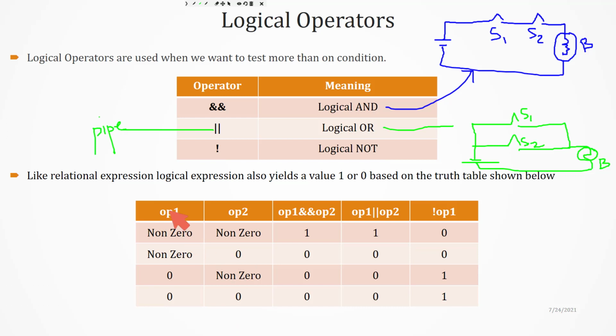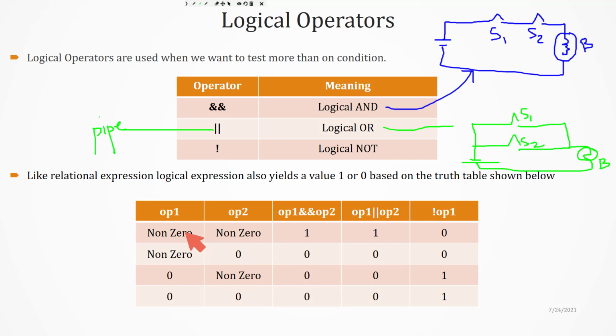I have two operands, OP1 and OP2. You just imagine OP1 here is any non-zero value. That means it can be a negative value or a positive value. And OP2 is also a non-zero value, either negative or positive. Then if we apply logical AND operation, two ampersand symbols means logical AND, the result will be 1. That means if OP1 and OP2 are both non-zero values, then the result will be 1.